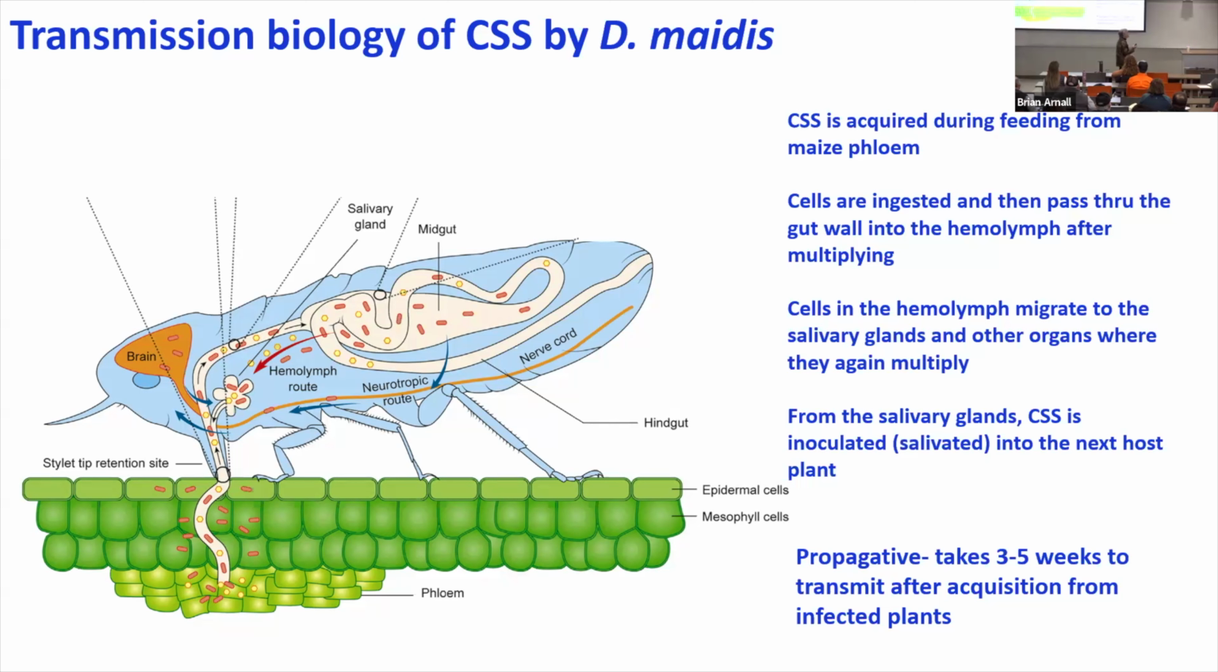All right, so these are propagative. They have to multiply in their vector in order for the vector to become inoculative. And it takes a long time, 3 to 5 weeks from acquisition, from culture or from the plant, to inoculation. It's not rapid like with many aphid-transmitted viruses. It takes a long time.